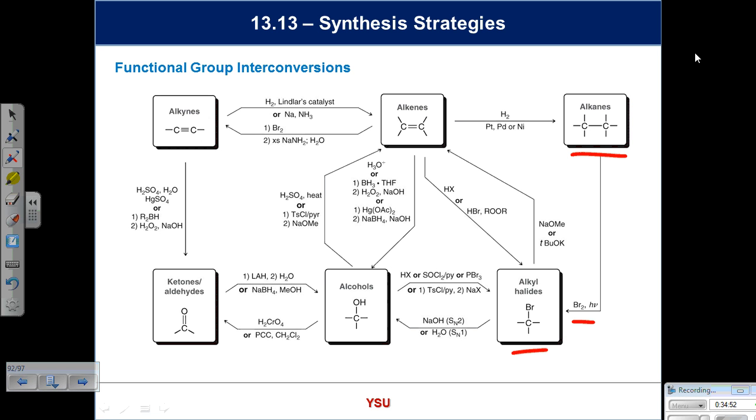We can go to alkenes as we just did. And from alkenes we can go back to alkanes. And we can go back to alkyl halides. And the stuff we did last term, again, asking the same type of question. If I want to put a bromine on here, and I want to put an H on the other atom, what conditions do I use?